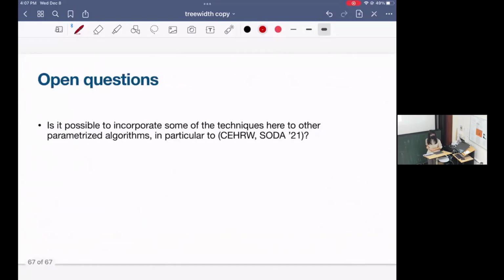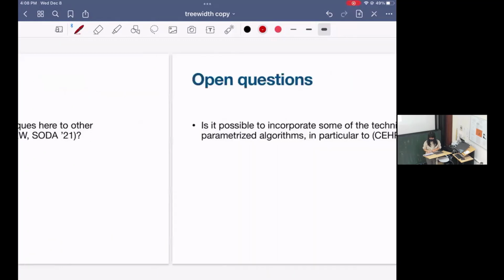And finally, I'll just conclude with an open question, which is whether it's possible to incorporate some of these ideas into the strongly polynomial time LP solver by Fritz et al. And with that, I'm done.